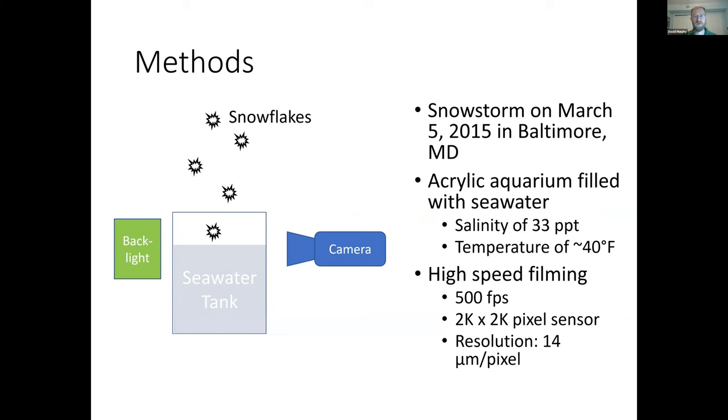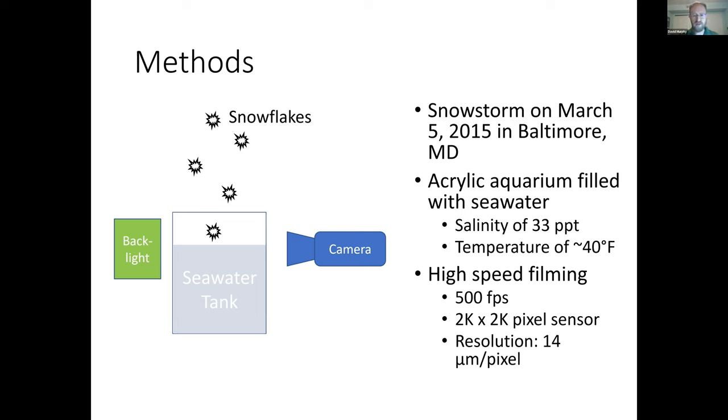Now, I have some preliminary data that backs up this theory. This is just observations from a snowstorm in Baltimore a few years ago when I was a postdoc there. We essentially had a small acrylic aquarium with a high-speed camera, and we set up both of these on the threshold of a door to the outside, where the snow was falling. This acrylic aquarium was filled with artificial seawater at a salinity of about 33 PSU and a temperature of about 4 degrees Celsius.